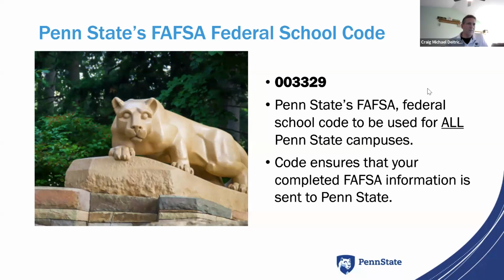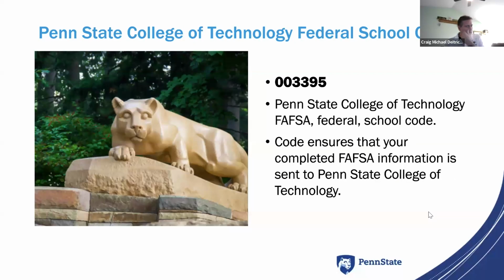That would be if you decide to go to Penn State College of Technology, or Penn College of Technology. Even though they're part of Penn State, their financial aid works a little bit differently, so they have their own school code. So anybody going to Penn College of Technology, you want to use 003395 as the school code for them.